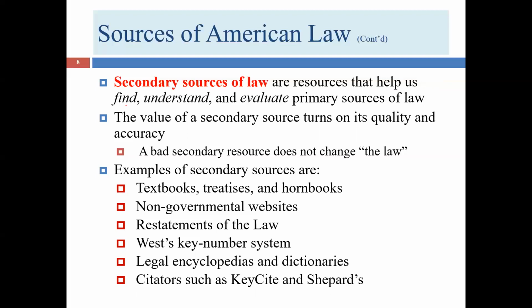So in those cases, a secondary source can be unhelpful and in fact misleading or harmful if it indicates that the law is a certain way versus another way. I'll give you an example.